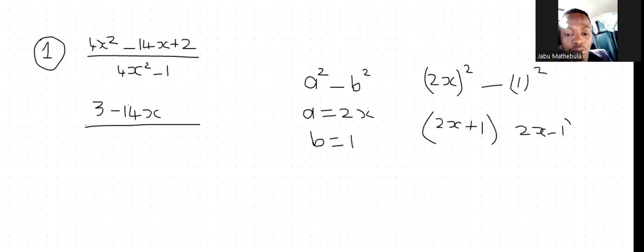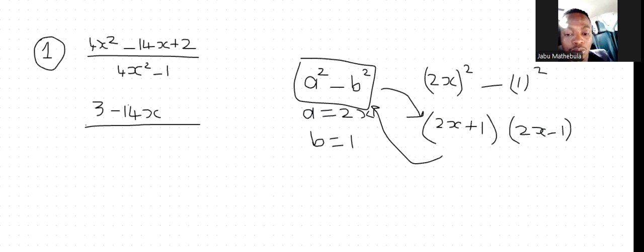Right? So if we are multiplying the exact same thing, but it's got different signs, then you can write it as the difference of squares. And you can do it vice versa. You can take it back here. You can play with it. All right. So I'm going to do that. It's 2x plus 1 and 2x minus 1.